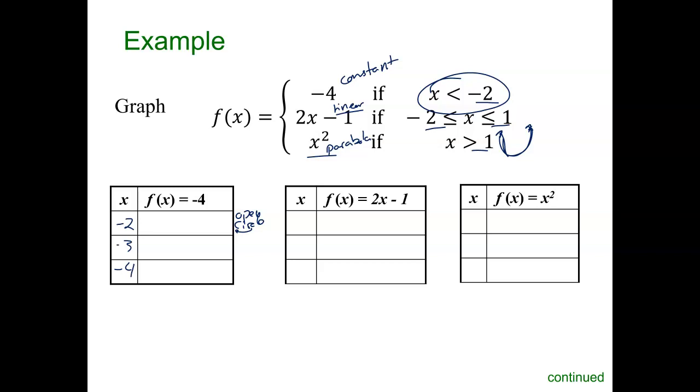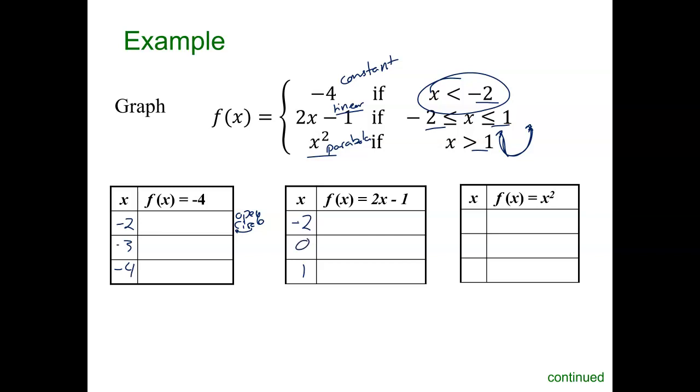Now when I get to here, it's less than or equal to, and it's less than or equal to, so I don't have to have any open circles on this middle rule because it includes both of those points. But I need to include -2, and I need to include 1. And then I could pick any number in the middle between those. What number could I pick between -2 and 1?